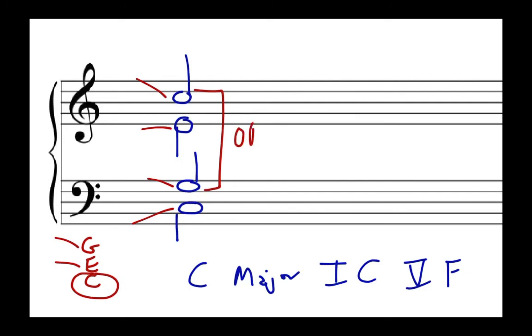So this would be open position, but I could put it in closed position. Let's keep the same C down below, but up top I'm going to put G for the soprano, E for the alto, and this C for the tenor. Because there is less than an octave between soprano and tenor, we say this is closed position.